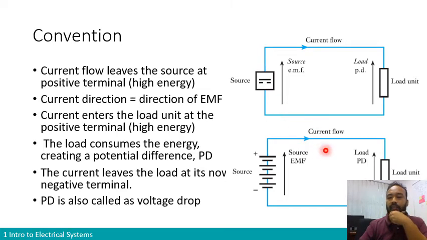So there is a certain convention. A voltage or potential difference is a vector quantity. When we talk about a vector quantity, it means it has a certain direction. We indicate a certain direction.